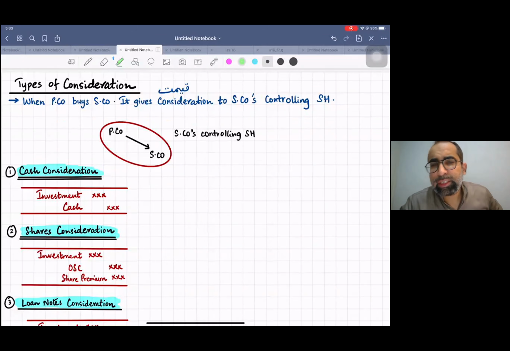Now, types of consideration. Simple. When a parent company buys S company, that means the running business of S company, definitely the parent company buys from some people, the existing owners of S company. Even this topic you have studied in ratio analysis. One question somebody asked: CR means consolidated reserve, or consolidated retained earnings.